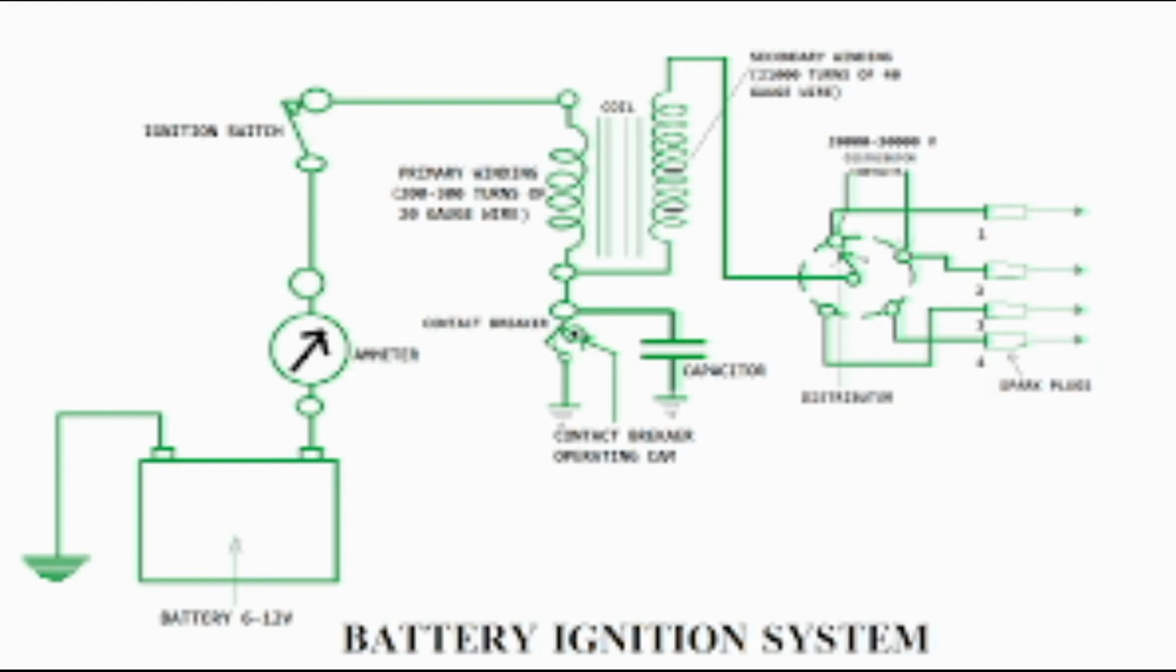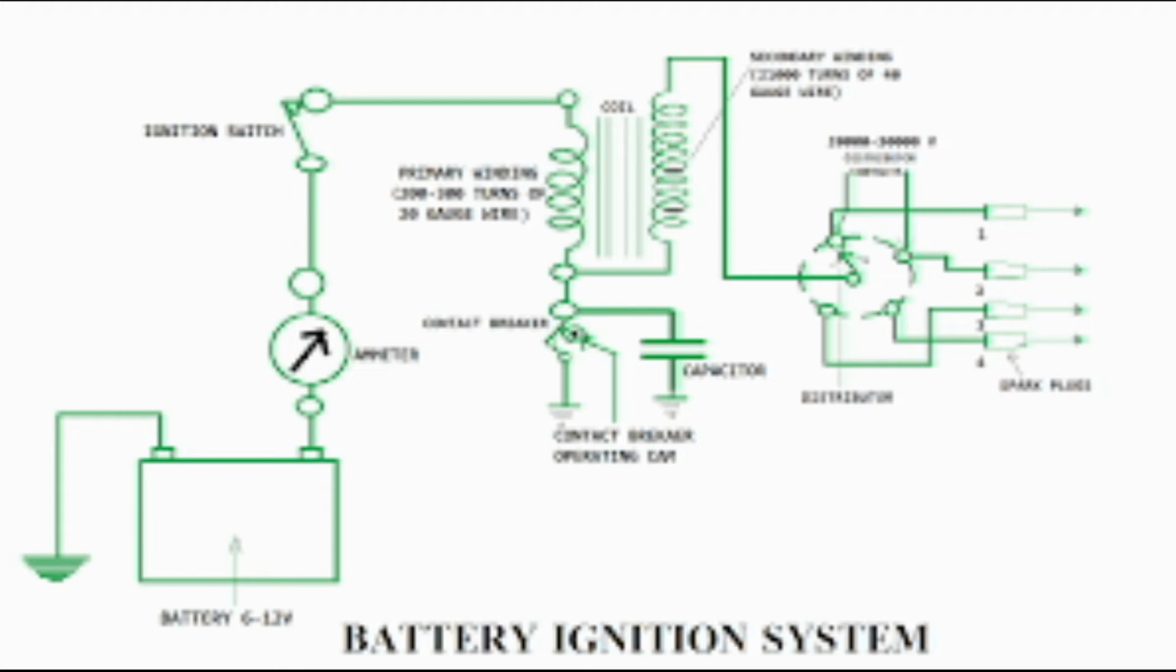If there is no condenser or capacitor used in the primary circuit, the high primary voltage caused by the collapse of the magnetic field around the primary winding would cause an arc across the breaker points. The arc produced would burn and destroy the points and would also prevent the rapid drop in primary current and magnetic field which is necessary for the generation of high secondary voltage.